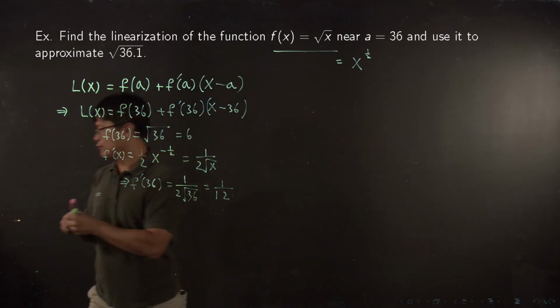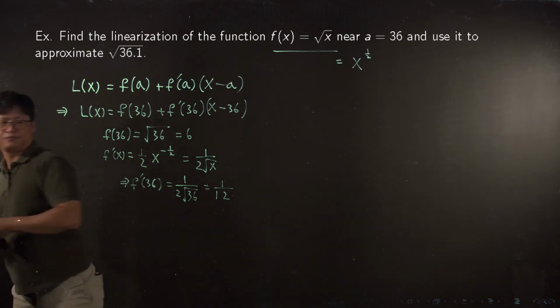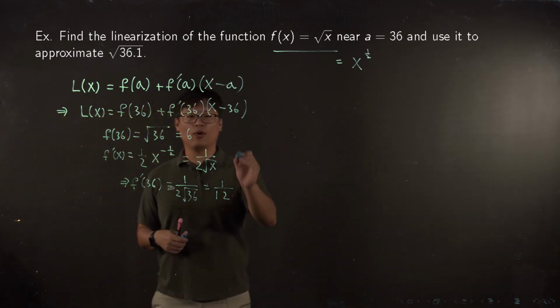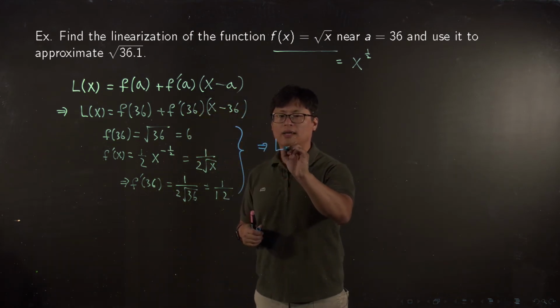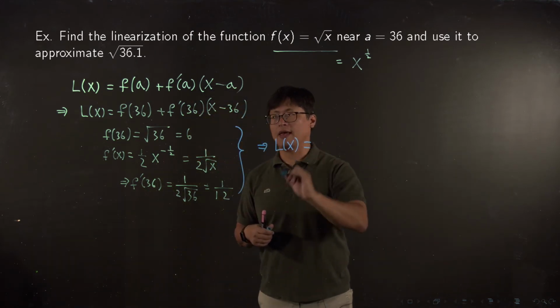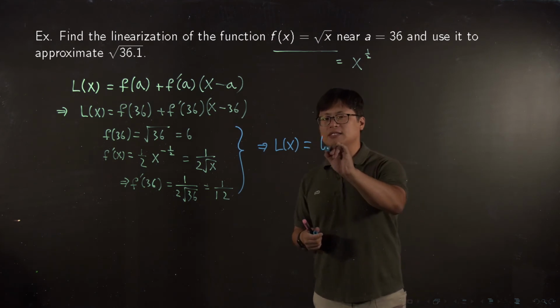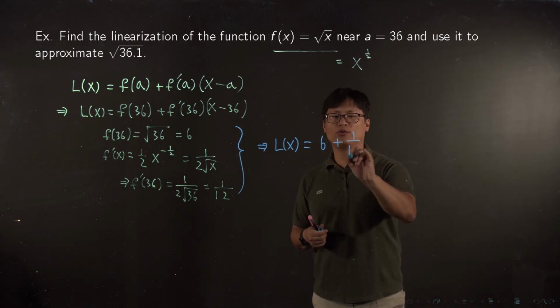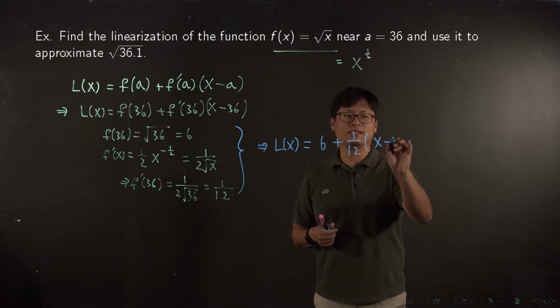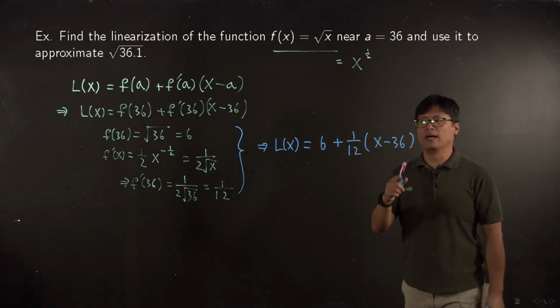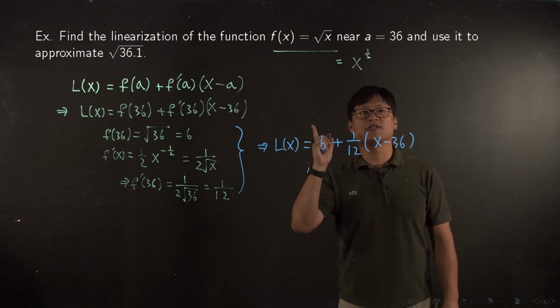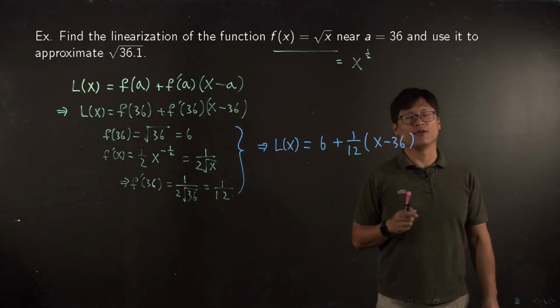Let me try to change the color. There we go. So with these values, we can update my linear approximation L of x. It is 6 plus 1/12 times x minus 36. Now we are ready, but keep that in mind, this L is working for function f near a equal to 36.